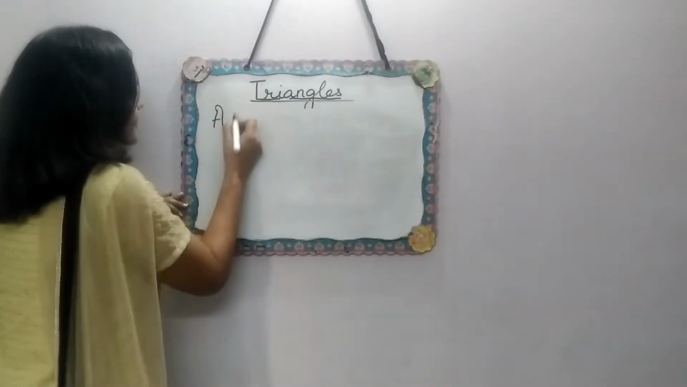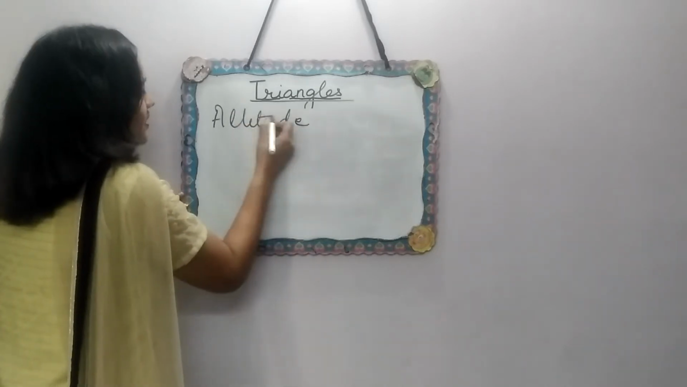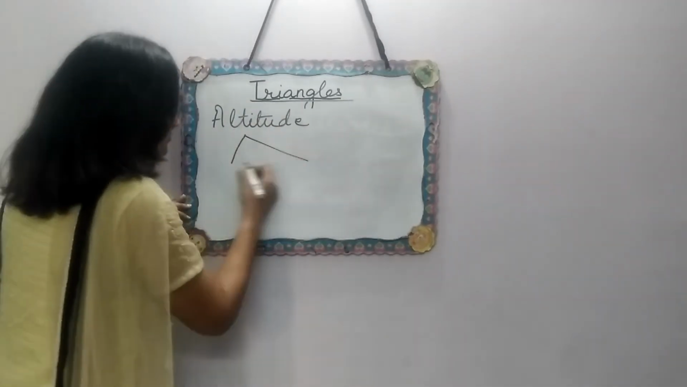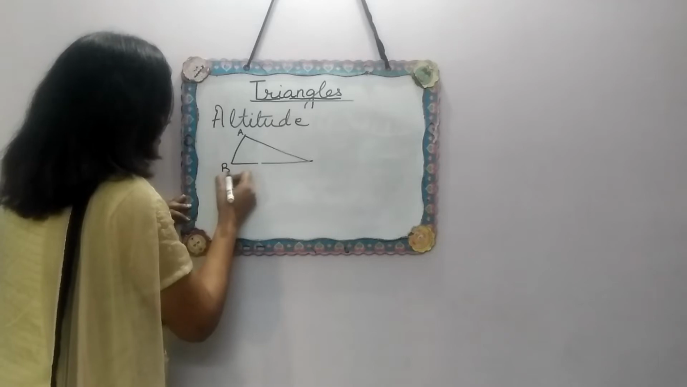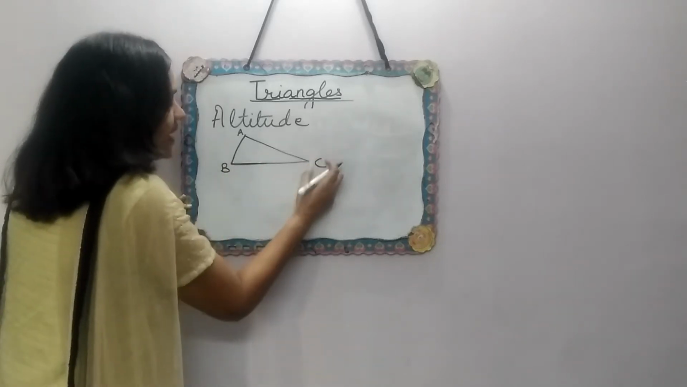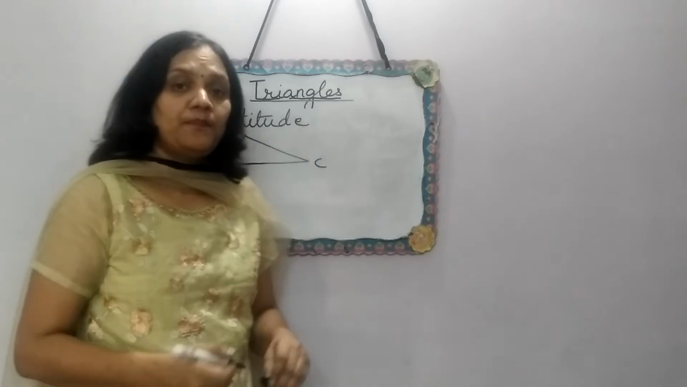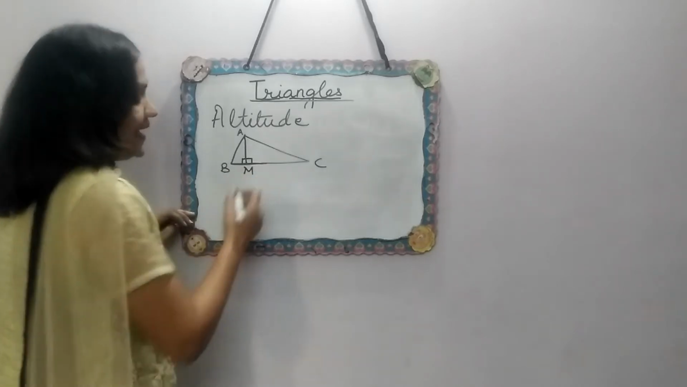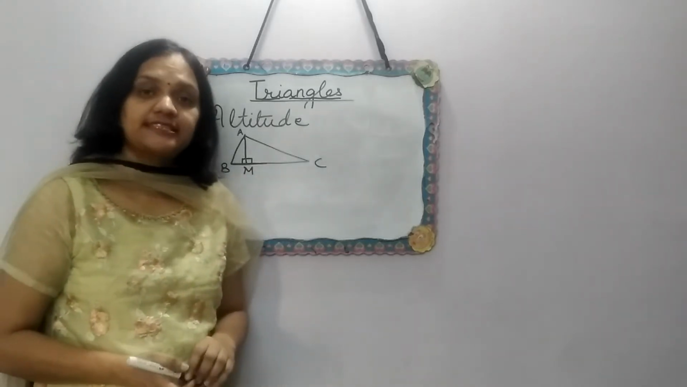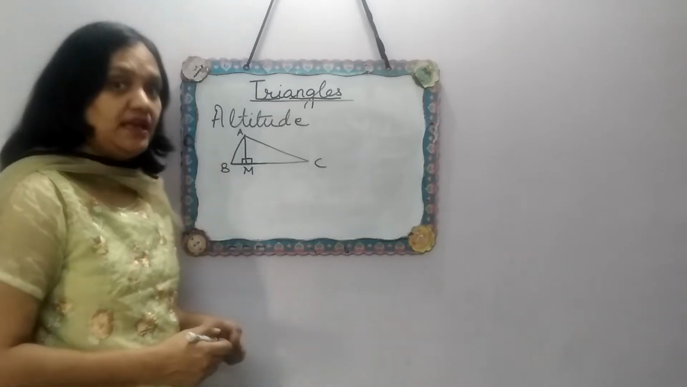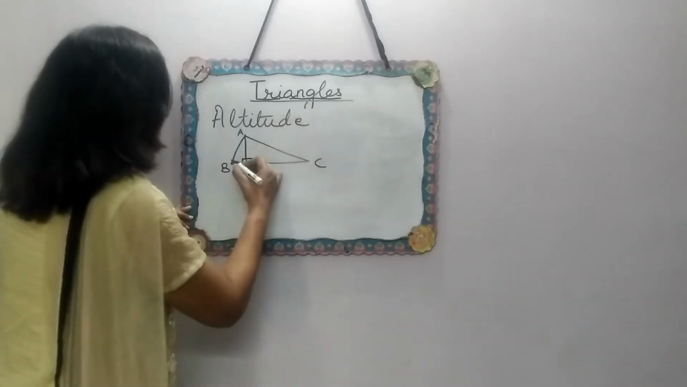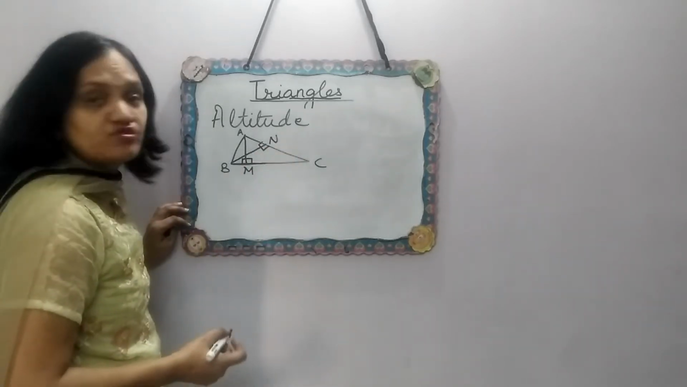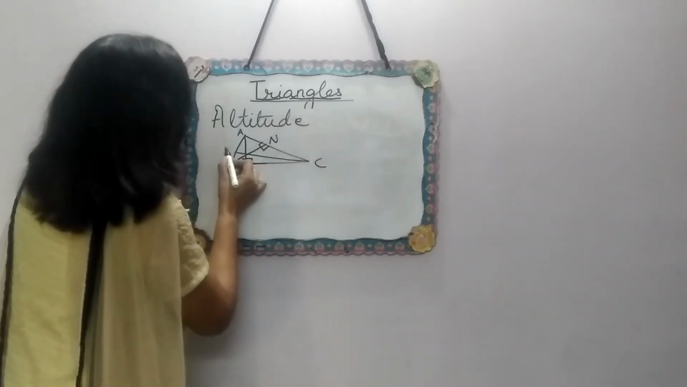Now we are going to study about altitude of a triangle. You all know the meaning of altitude is height. So what is the meaning of altitude of a triangle? By altitude of a triangle, we mean a perpendicular drawn from a vertex to the opposite side. Over here, AM is the perpendicular drawn from vertex A to the side BC, which we are taking as the base over here.